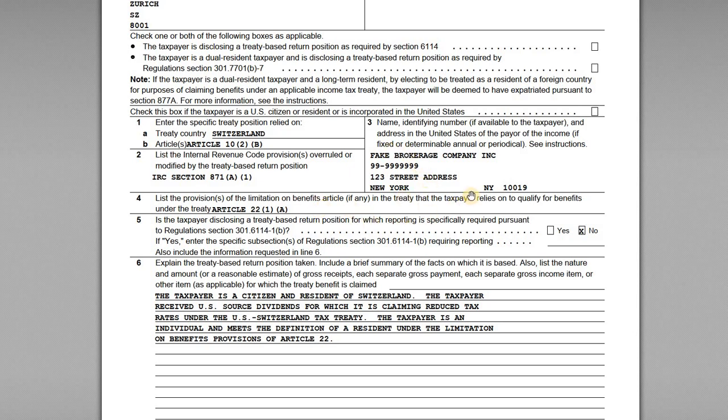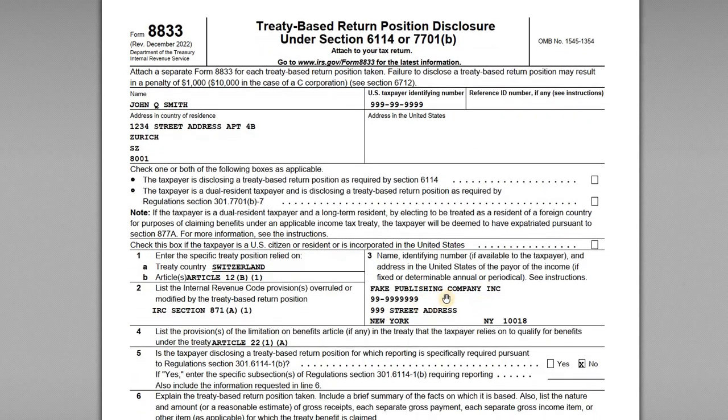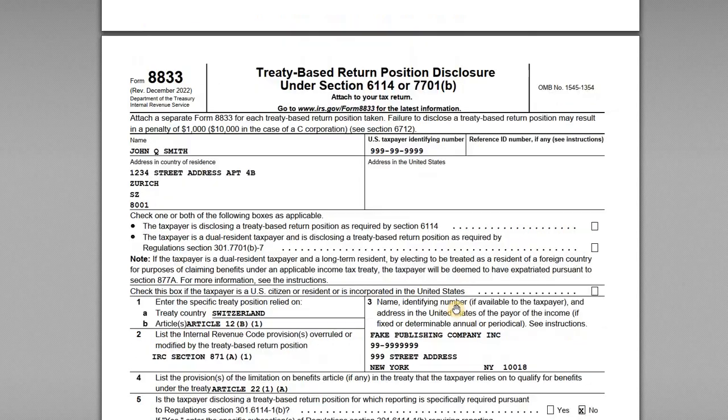Okay. Now, in box 3, not necessarily required, but good to include it if you have it. In our case, we do. So the payor, the income for the dividends, is the brokerage company. So John just pulls this information off the 1042S, and then he does the same for the royalties, right? So the publishing company that paid the royalty income, he can input their information there.